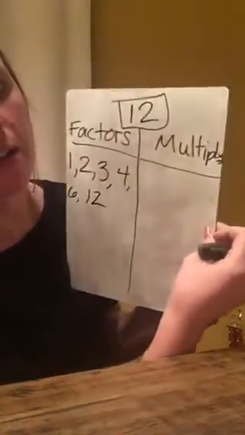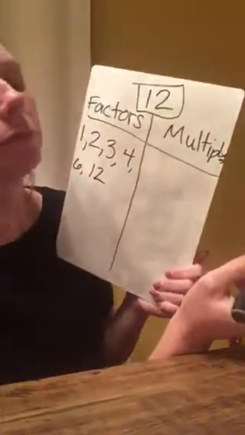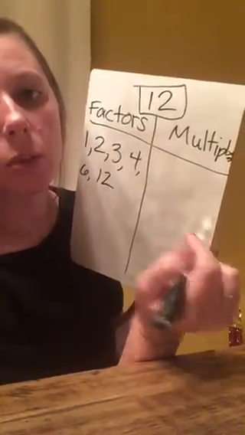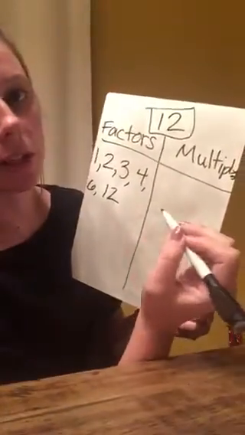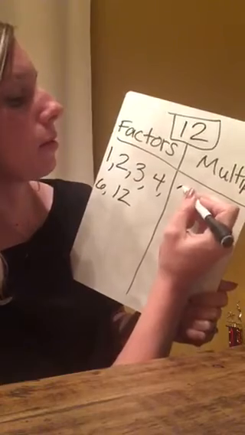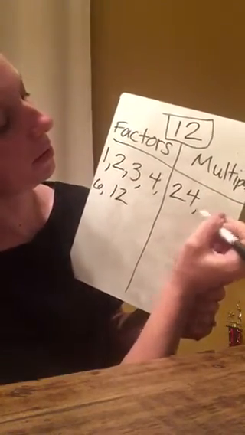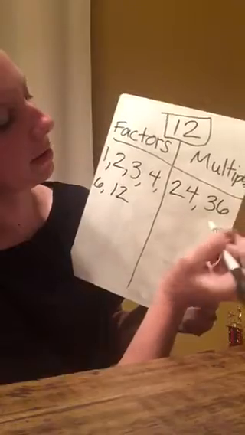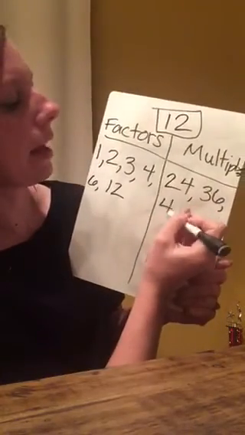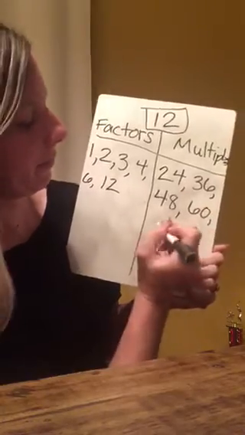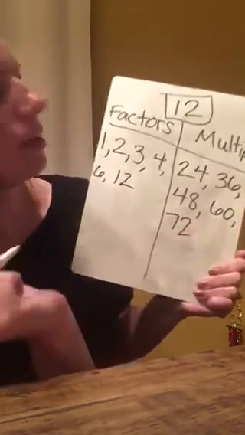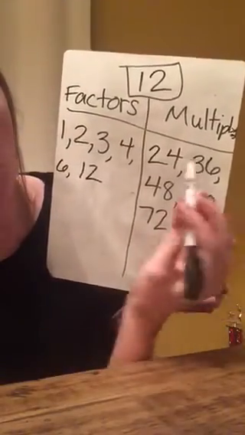Now for multiples, if I ask you to give me multiples of 12, you're going to tell me numbers that 12 can go into. So 12 times something would give you this number. Okay, so that, for example, would be, let me just list the first few of them. So 24, 36, 48, 60, and 72. So these numbers are all multiples of 12.